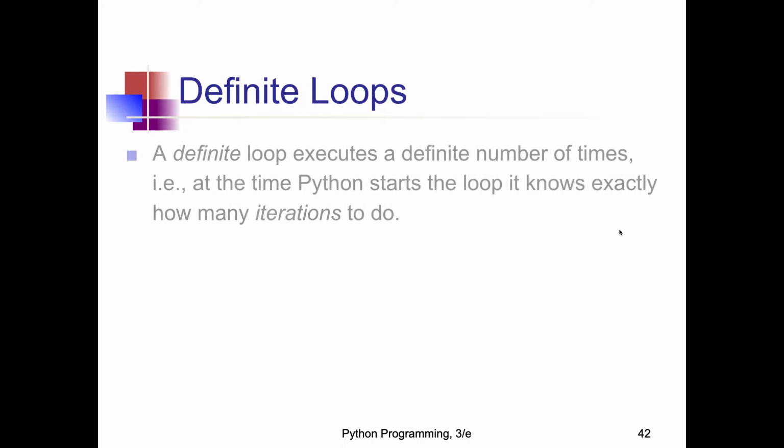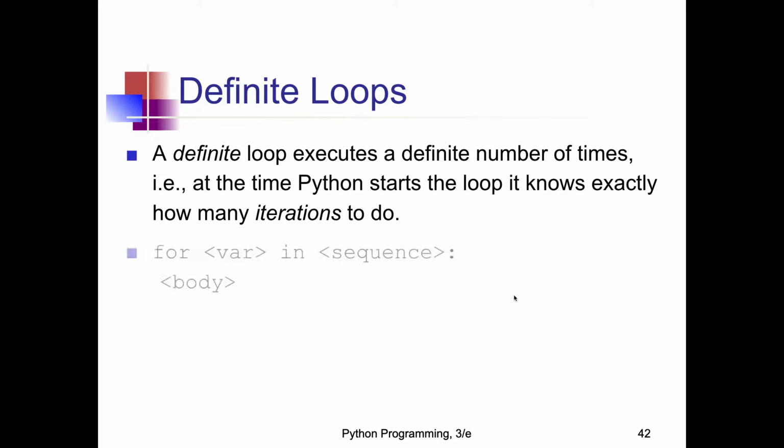Definite loops. A definite loop executes a definite number of times. For example, at the time Python starts to loop, it knows exactly how many iterations to do. This is the reason why we call it a definite loop. So the syntax goes like this: for variable in a sequence, and the rest is the body of the for loop that will be repeated.